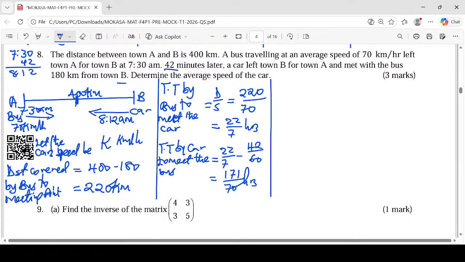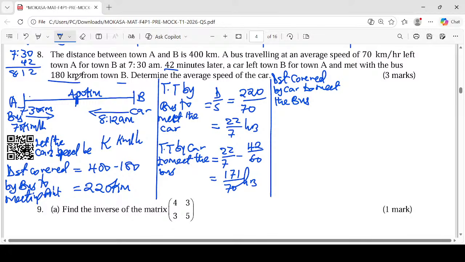But what was the distance? Because they met at a distance of 180 kilometers from B, that means the car traveled a distance of 180 kilometers in 171 over 70 hours. So let's get the distance covered by the car to meet the bus.